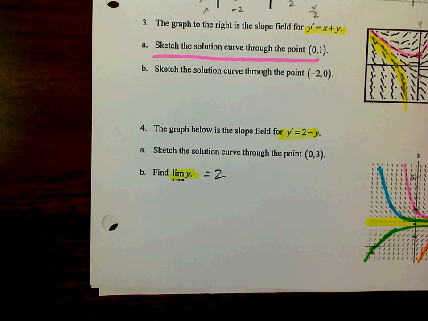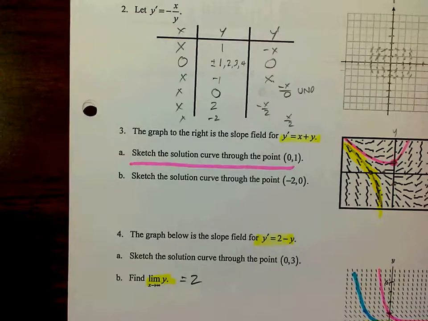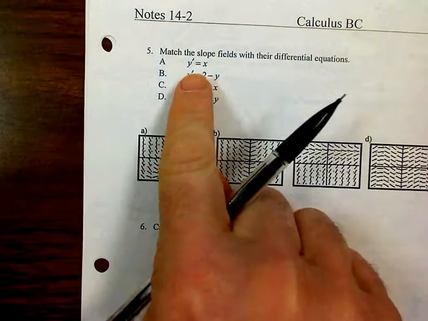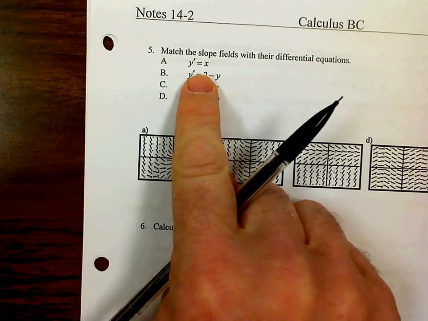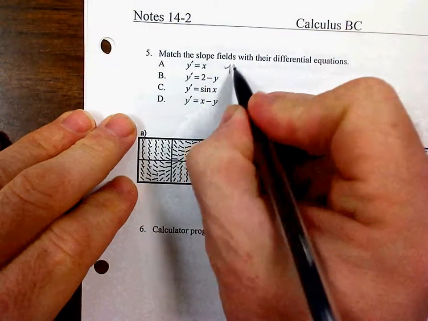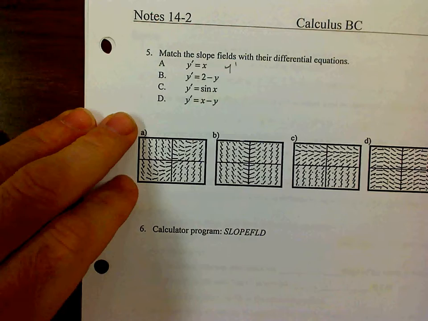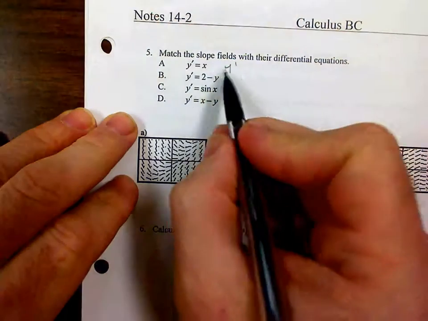Let's take a look at our next page. In the next page, we're given 4 slope fields and 4 equations. What we're asked to do is match those slope fields to each one of these equations. So I'll start out here with y prime equals x. You'll notice in this one, y prime is going to stay the same no matter what value we have for y. It's only dependent on x.